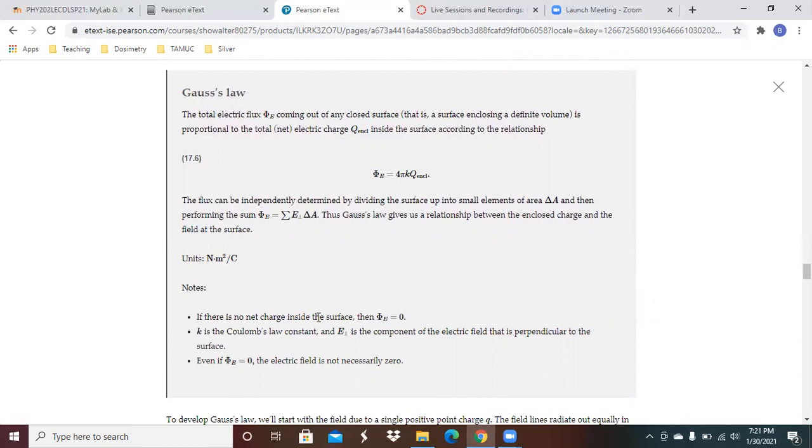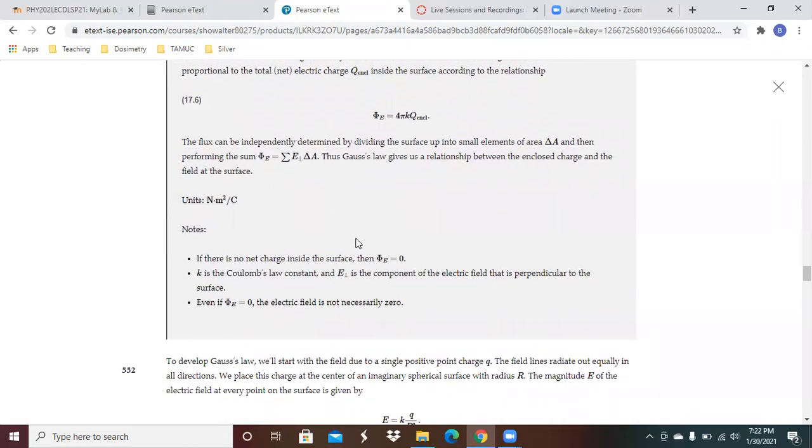So for Gauss's law, the total electric flux coming out of any closed surface is going to be proportional to the total net electric charge inside the surface according to this relationship. So the electric flux is going to be equal to 4 pi k times the charge that's enclosed.